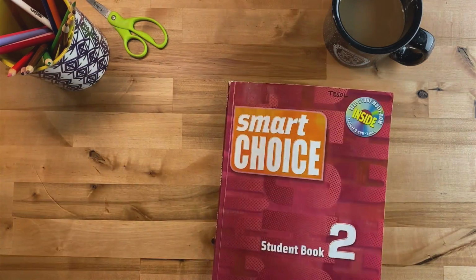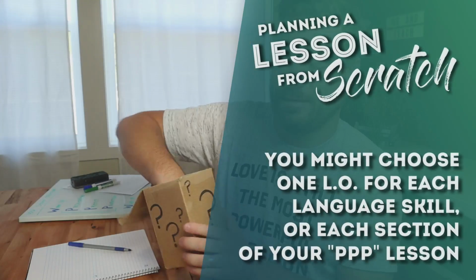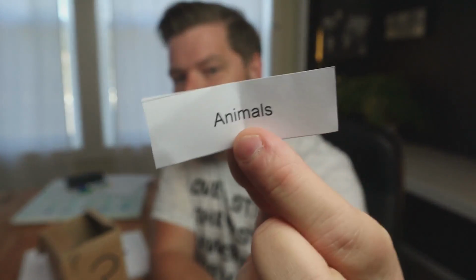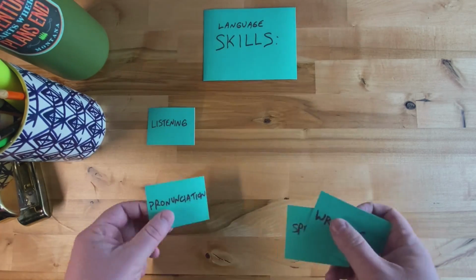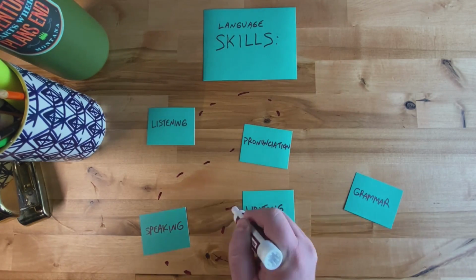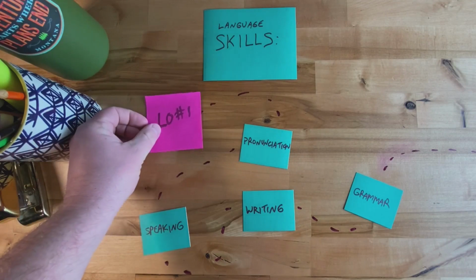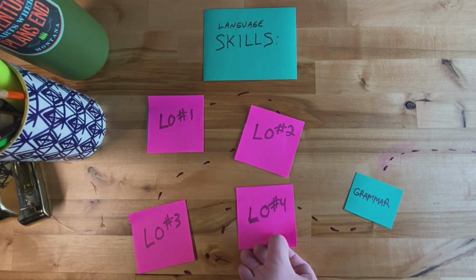Now, if you don't have a course book, and if you're just planning a lesson from scratch, kind of the way that we did with our animals lesson, where I just have a topic and I need to create a lesson around that topic, then perhaps by beginning at the end, I'm going to create one learning outcome for each of the skills that I want my students to practice in the lesson. So I'm going to create a learning outcome for listening, for pronunciation, for speaking, for writing, and so on.